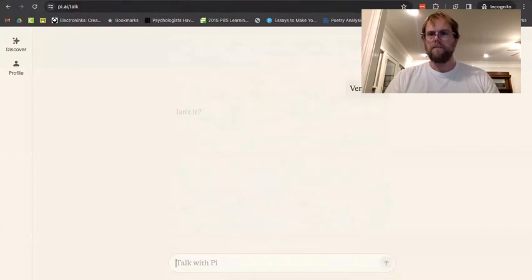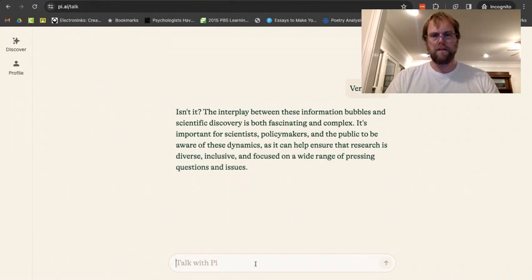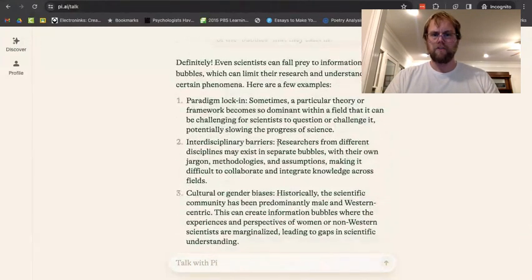That's way cool. So this is an idea that you can use, and it will help you generate some ideas and some examples, and then give you some terms, like interdisciplinary barriers, that might help you in developing your point.